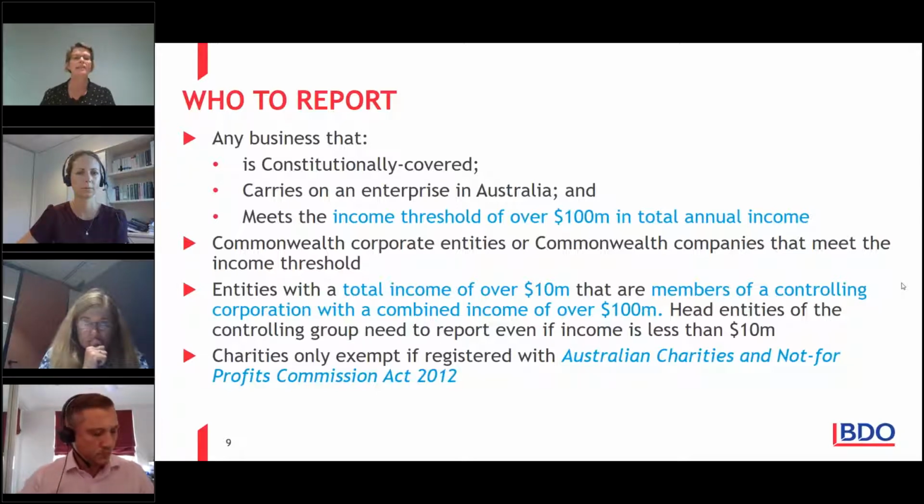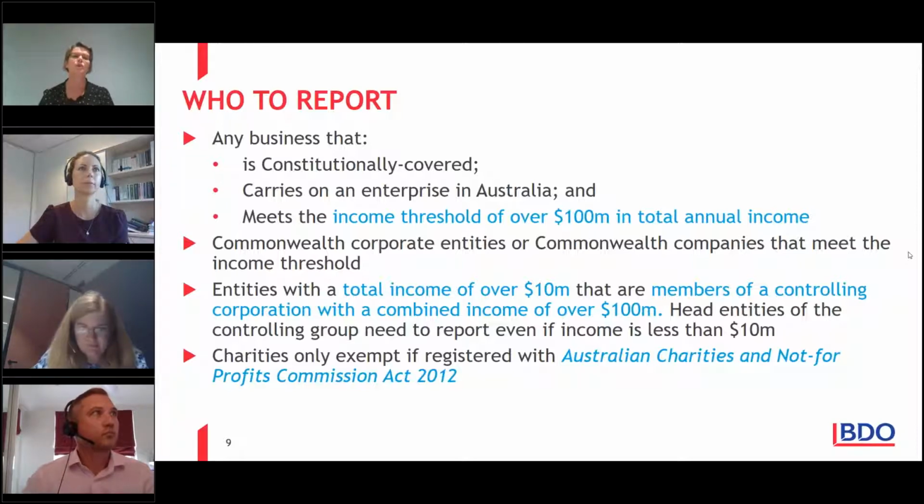If those entities individually in the group are over $10 million, then they become a reporting entity and need to report. So you can have situations in the group where some single entities may be under $10 million, so they're not a reporting entity. So even though for income tax purposes, you can do consolidated tax returns and only one tax return is required, under the payment times reporting scheme, the reporting is at an entity level and not at a head entity level or a consolidated level. So you look at the consolidated group to work out whether they're caught in the 100 million threshold.